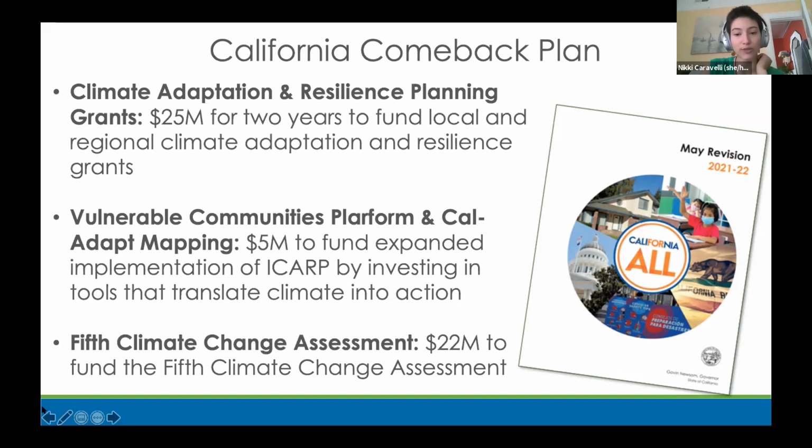So just want to reinforce really quickly that these, of course, are all just proposals, which are currently being evaluated and negotiated by the legislature from now until about mid-June, and that's when we'll hopefully see a finalized budget. Next slide, please.